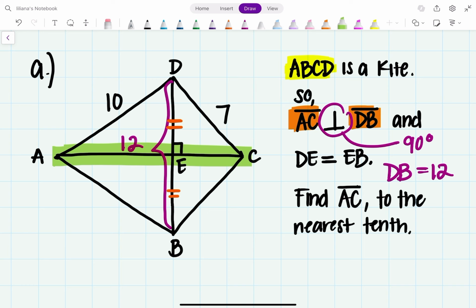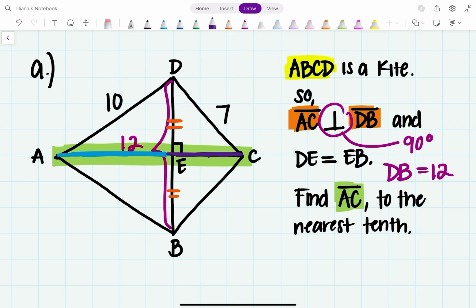Now, once again, we're trying to find segment AC. In order for us to solve for that, we need to find two segments that make up AC. The first one would be this one here. Let's do a different color. It would be first off this section here, and we need to find that. And then we also need to find this one here. So there's two of them that we need to find.